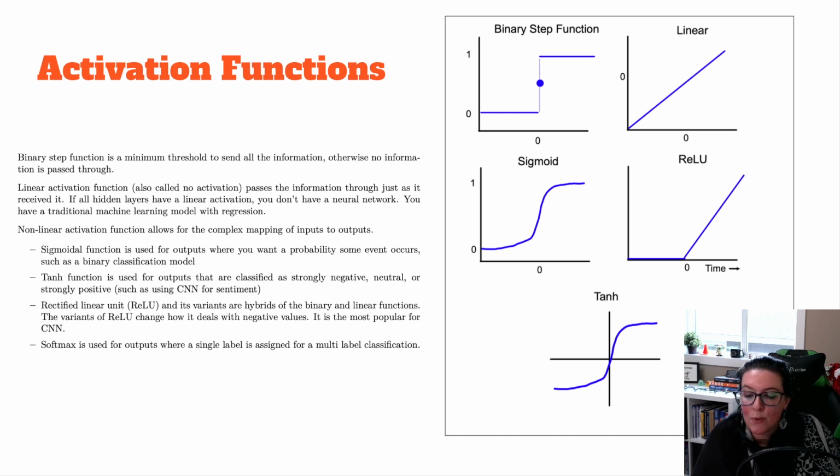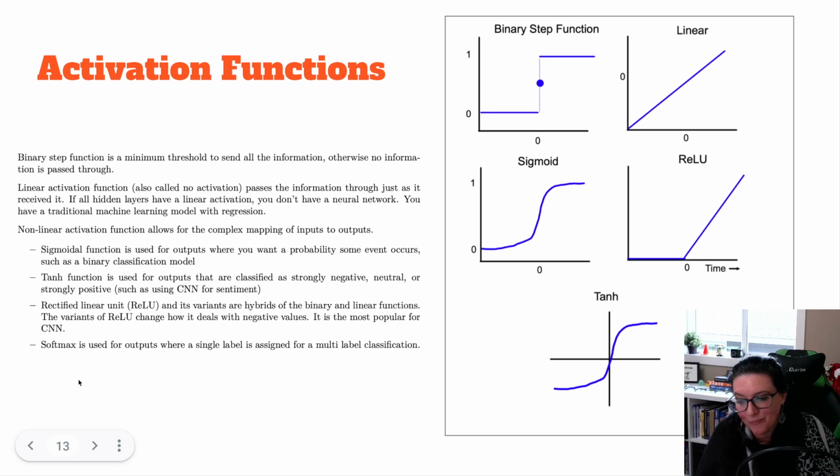And then we have the rectified linear unit, which you'll use a lot for the hidden layers in the middle, regardless of which model you're using, because it's a bit of a hybrid between binary and linear functions. There are different versions of it that deal differently with negative values. But really, when you're using a convolutional neural network, your hidden layers are mostly going to be this rectified linear unit. And then you'll use one of these other ones for your output, your last step, depending on what you are outputting.